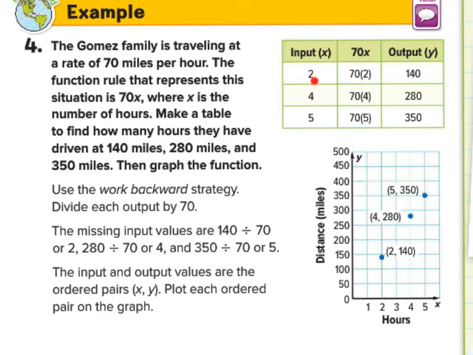X and y can be graphed as x and y. These are our coordinates. So if I have 2 and 140, I go to 2, which is my x, horizontal, and I have 140, which is very close to 150 there, you see? So 2 and 140. 4 and 280, between 250 and 300, right there. And then finally 5 and 350, right there, right at the crosshair.